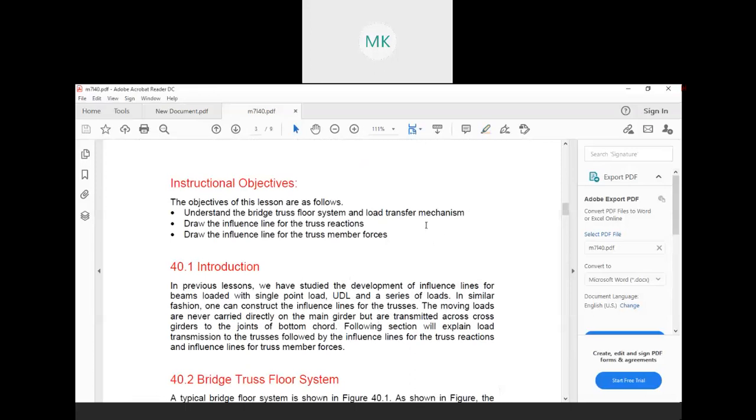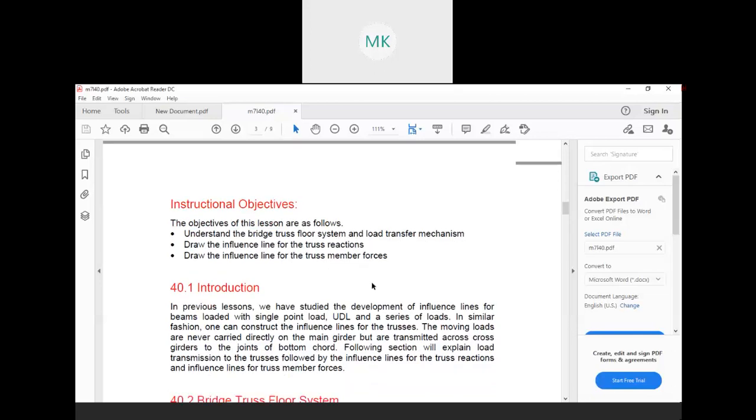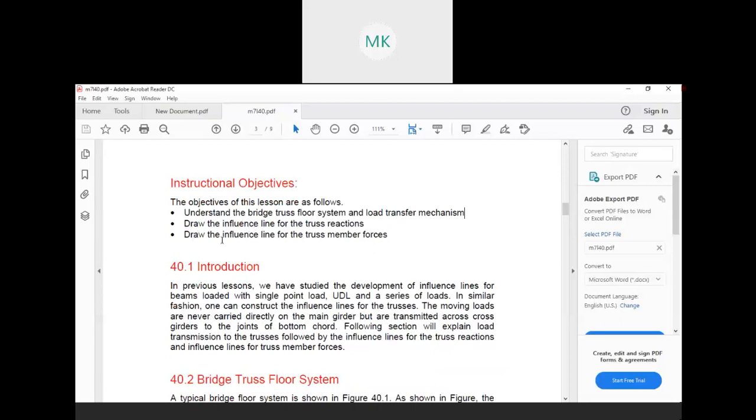Are we all able to see this? Is this PDF okay?